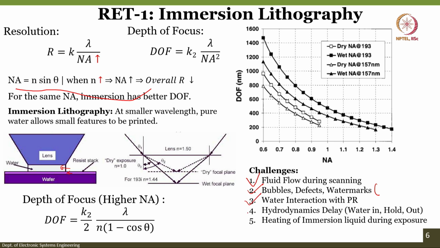Hydrodynamics delay: when you pour water at a certain flow, you are pouring precisely without any bubble and defect. Also, when you expose it, this exposure light is of great energy, it can heat the water, and then light travelling through might not reach the exact spot next time, or when you perform multiple runs it might not be possible. Hence you have to cool down your water, hold there and wait for some time, or remove the water and put in new water. So, these are all important drawbacks or challenges when you use immersion lithography. However, people are using it.